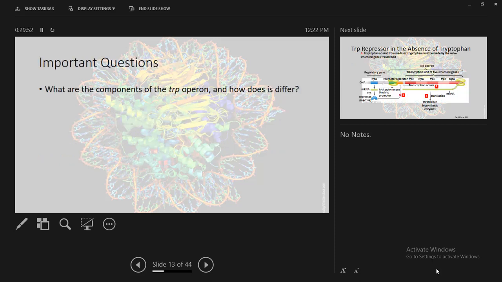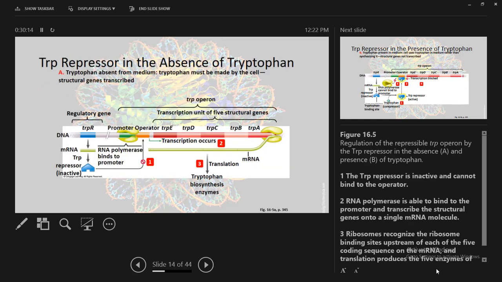Okay? Here's an operon where the default position is on, but it can be turned off. This is called the trp operon, or the TRP operon. And again, this is what we call a repressible operon. The default position is on, but it can be turned off. All right, so here is the repressor in the absence of tryptophan.